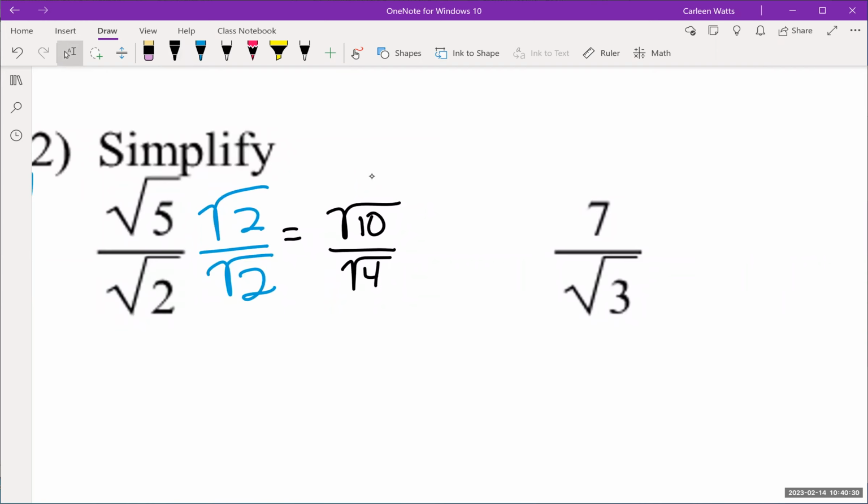So right now we're at this place, rad 10 over rad 4. Does anyone like the fact that it's a rad 4 on the bottom? Because 4 is a perfect square. So now we have rad 10 over 2. We like when there's perfect squares on the bottom. Can I reduce an inside 10 with an outside 2? No. 10 is inside, 2 is outside. Done.